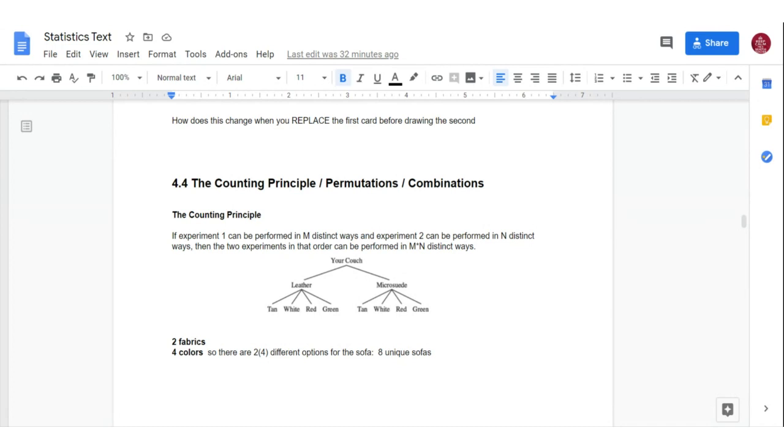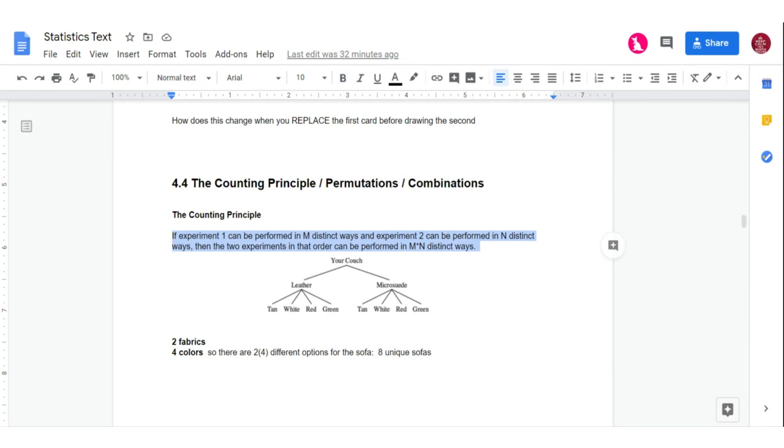So we're going to start out kind of simple with what the counting principle is. And I think a lot of people are familiar with this, but it's how many different options you have if you mix multiple things together, multiple experiments. So this is just a kind of a simple scenario.